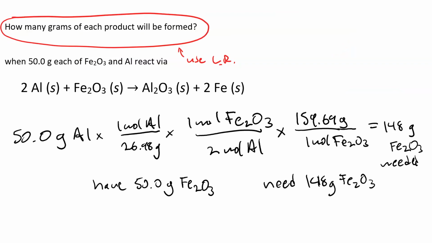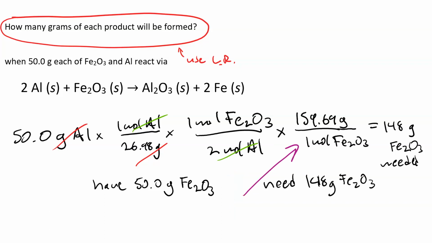You can start with the given amount of either. If I start with 50 grams of aluminum, I can determine the amount of Fe2O3 needed. First, I convert grams of aluminum to moles of aluminum by dividing by the molar mass. Grams cancels. Then, I convert moles of aluminum to moles of Fe2O3 using the mole ratio. Moles of aluminum cancels.